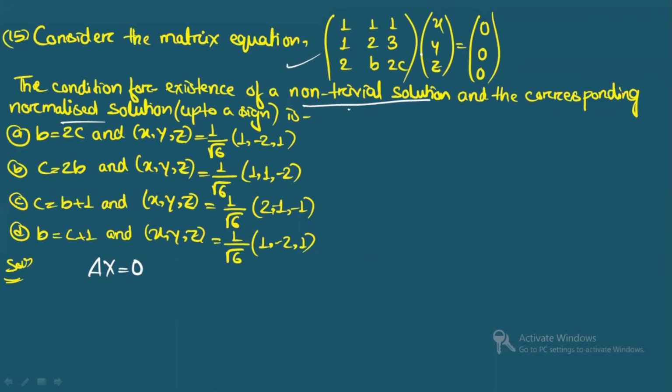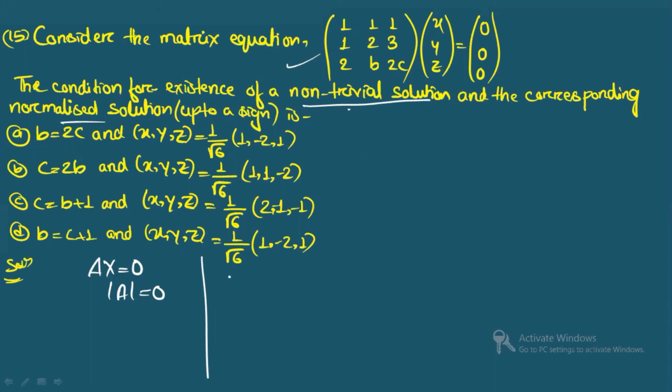X is the column vector, all right? Now you see, when will this matrix A have a non-trivial solution? If and only if its determinant is 0, right? So first of all, we will find its determinant.